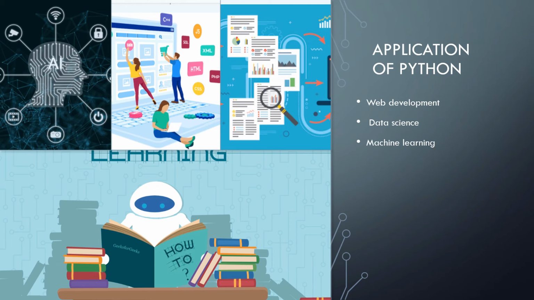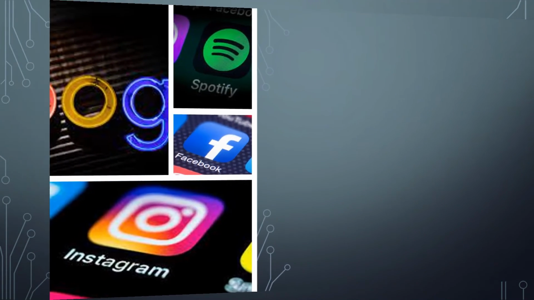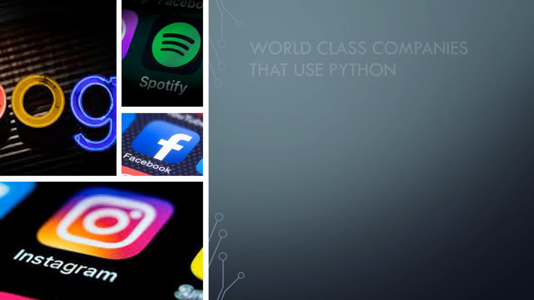Next thing is machine learning. Machine learning is basically a branch of artificial intelligence. Artificial intelligence is basically making your computer artificially more intelligent like humans. And machine learning is when you make a machine more accurate, when you teach your machine to act like humans. That is basically machine learning. These are the different applications. Now moving towards the next topic.